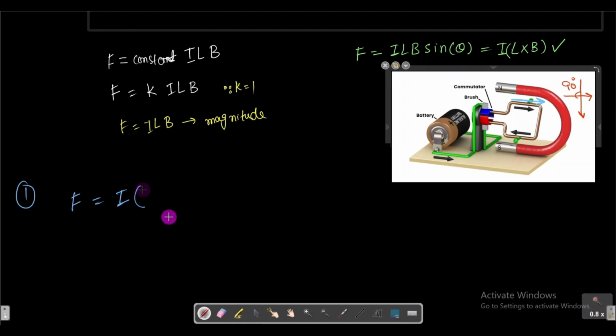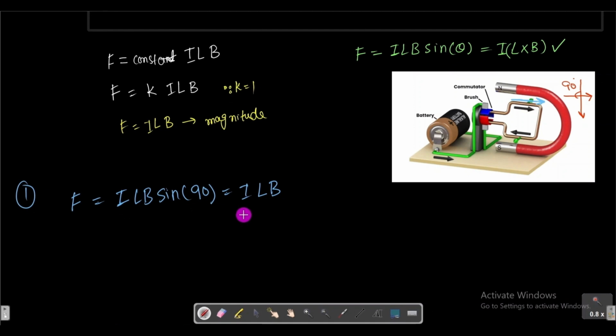So for this, F is equal to I L B sine 90. Okay, and sine 90 is equal to 1. So it becomes equal to I L B. So this was the first case.